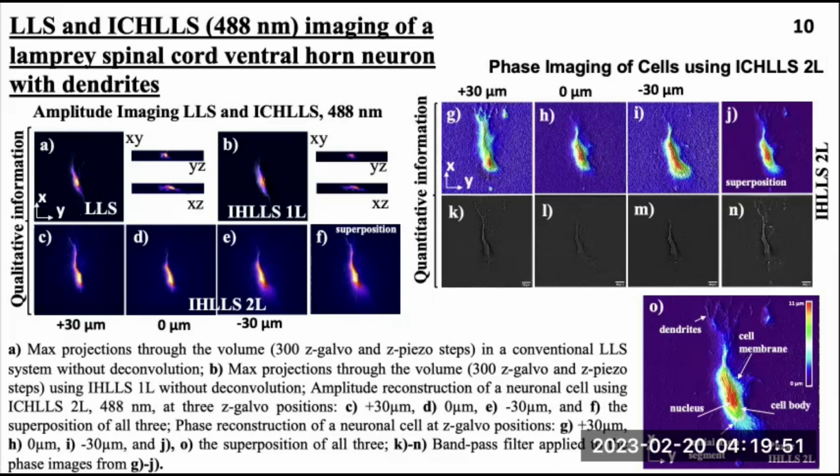Here is an example of imaging done on lamprey spinal cord ventral horn neurons that have dendrites that are sufficiently large to cover the whole camera field of view of 208 by 208 micrometers squared. What we'll see here using the ILS2L, the max projection for only 3 reconstructed amplitude or phase images and superposition of all 3 could give similar results as the lattice light-sheet and within a larger resolved sample area.